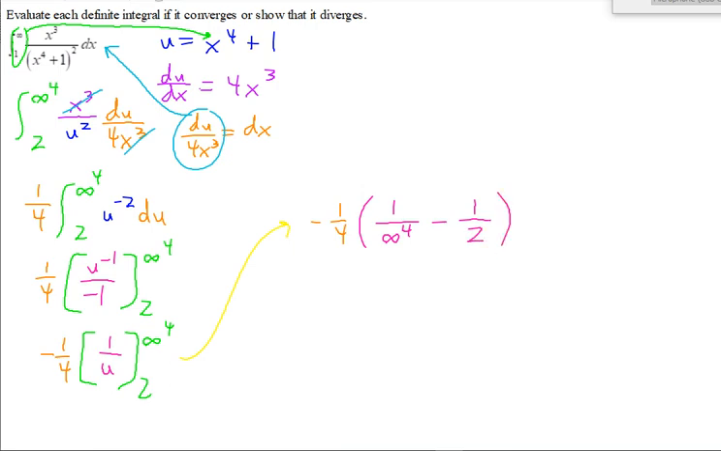So again, we can see 1 over this huge number, 1 over infinity to the 4th, that's 0. So all that's left is -1/4 times -1/2 gives you +1/8. So this one also converges to a specific value of 1/8. And that concludes the notes for AP Calculus on the topic of improper integrals with infinite limits continued.